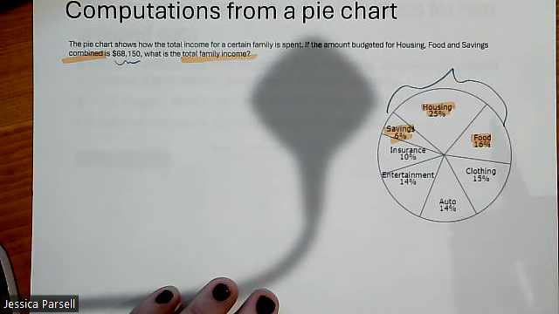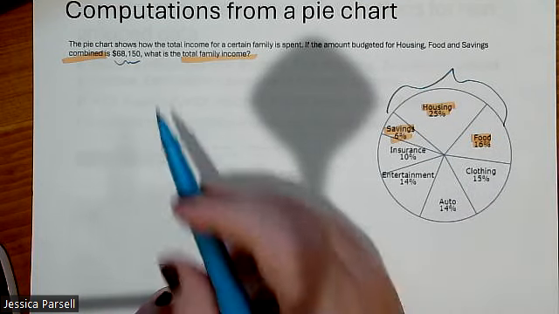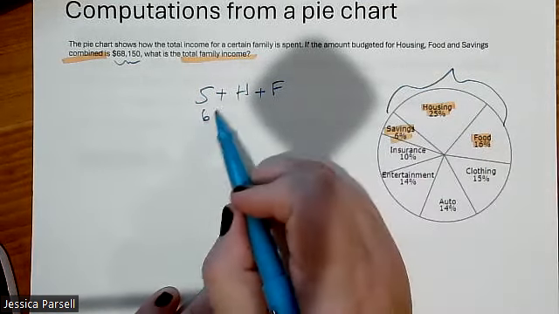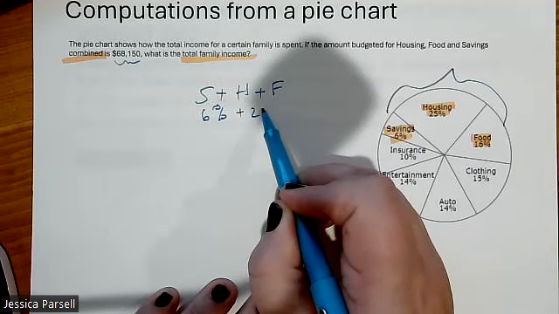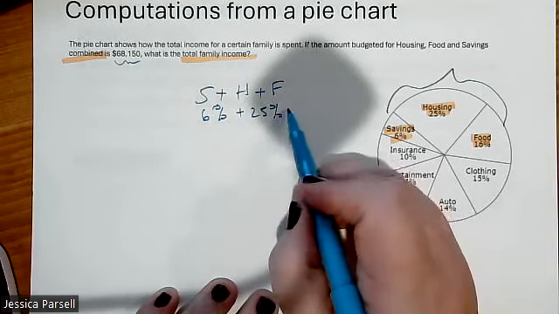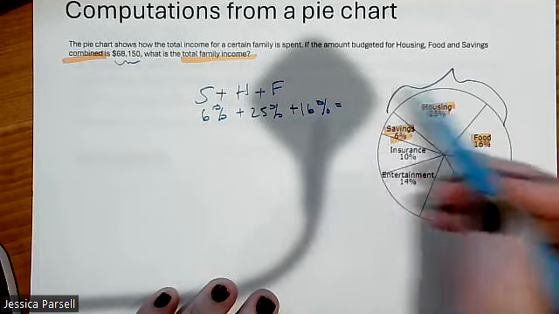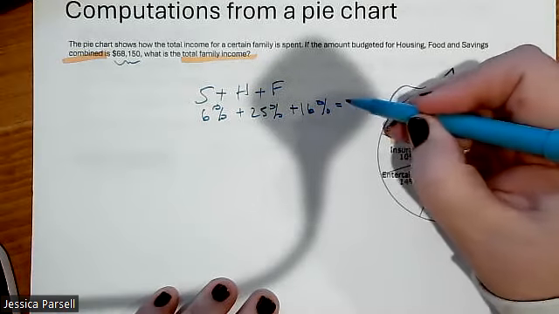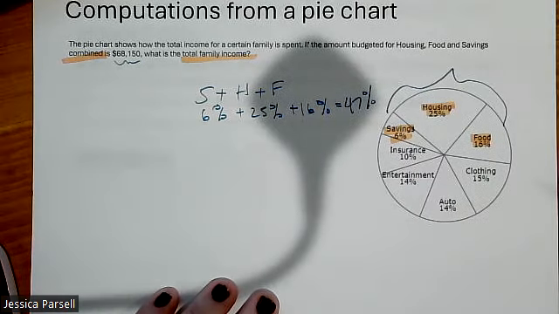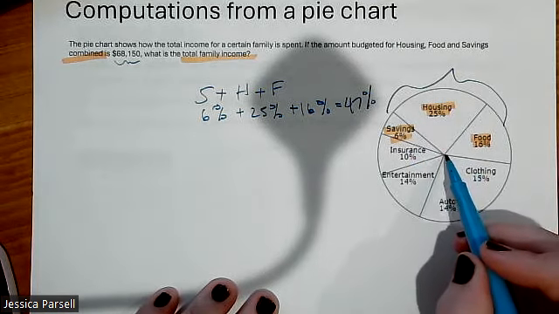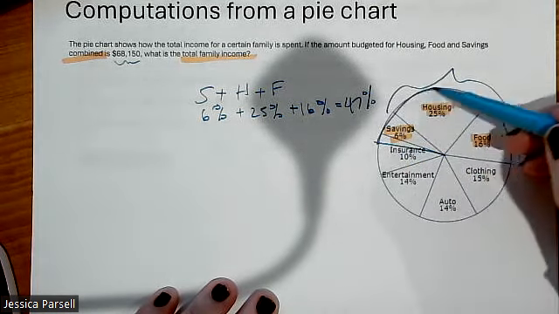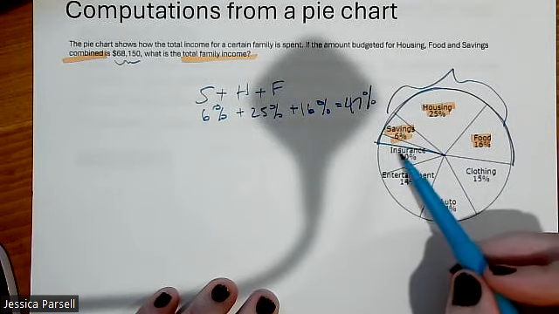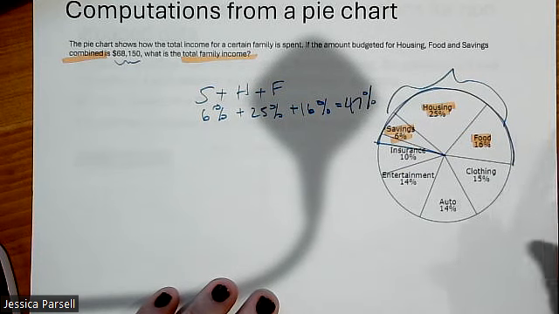Okay, what do we know? We know that we can add savings, housing, and food. Savings plus housing plus food is going to equal 6% plus 25% plus 16%, because they're combined. If we add 6%, 25%, and 16%, we're going to get 47%, which kind of makes sense because this would be half of the pie. 47% is a little less than 50%, so that kind of makes sense. So we're probably on the right track with that.